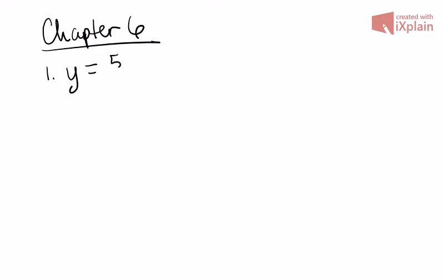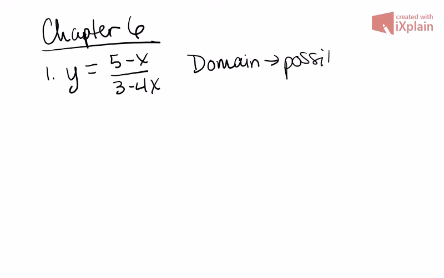Okay, so looking at the chapter 6 stuff, the first one you asked me about was number 1, which is y equals 5 minus x over 3 minus 4x. And it's asking me for the domain, which is really just all the possible x values. So what I'm allowed to plug in for x and the problem will still work versus what I can't plug in for x.